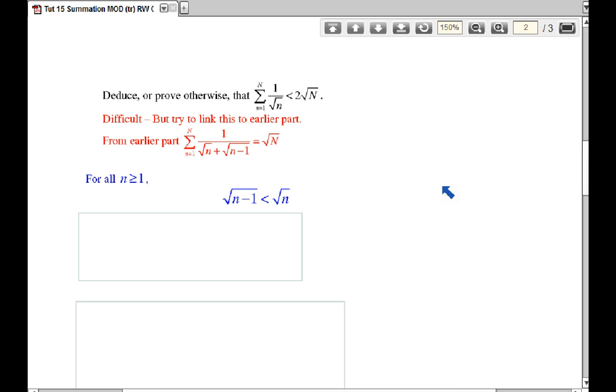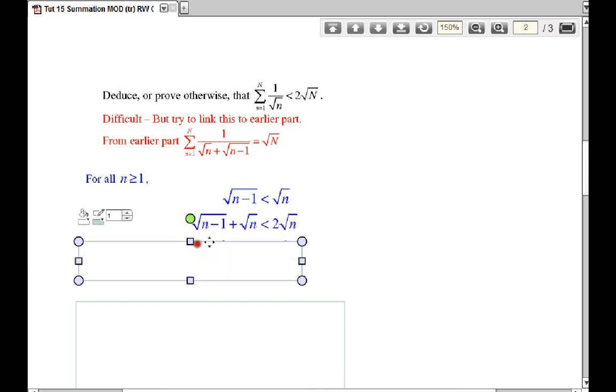Fine? Okay? Okay, next. I'm going to add root n on both sides. So I add root n here, and root n plus root n, I get 2 root n. Now, this is where you can see some link soon.